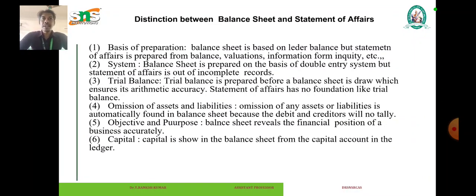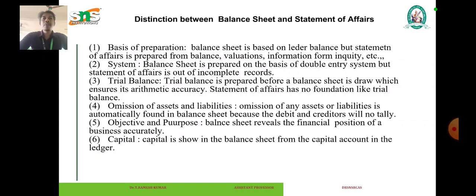Distinction between balance sheet and statement of affairs. Basis of preparation: balance sheet is based on ledger balances, but statement of affairs is prepared from balances, valuation, information from memory, etc. Second one is system. Balance sheet is prepared on the basis of double entry system, but statement of affairs is prepared out of incomplete records.